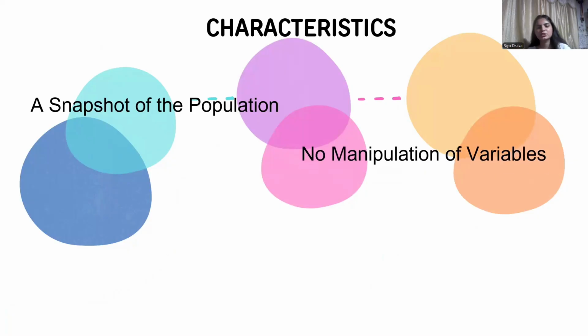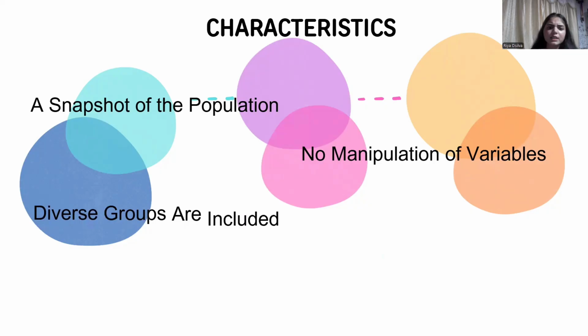No manipulation of variables. Researchers do not control or change anything, so they simply collect information as it is, once, without interfering with people's lives or their habits. Next, diverse groups are included. The study often includes surveys that involve people from different sections of society, like people from different ages, groups, jobs, income levels to get a broader picture.